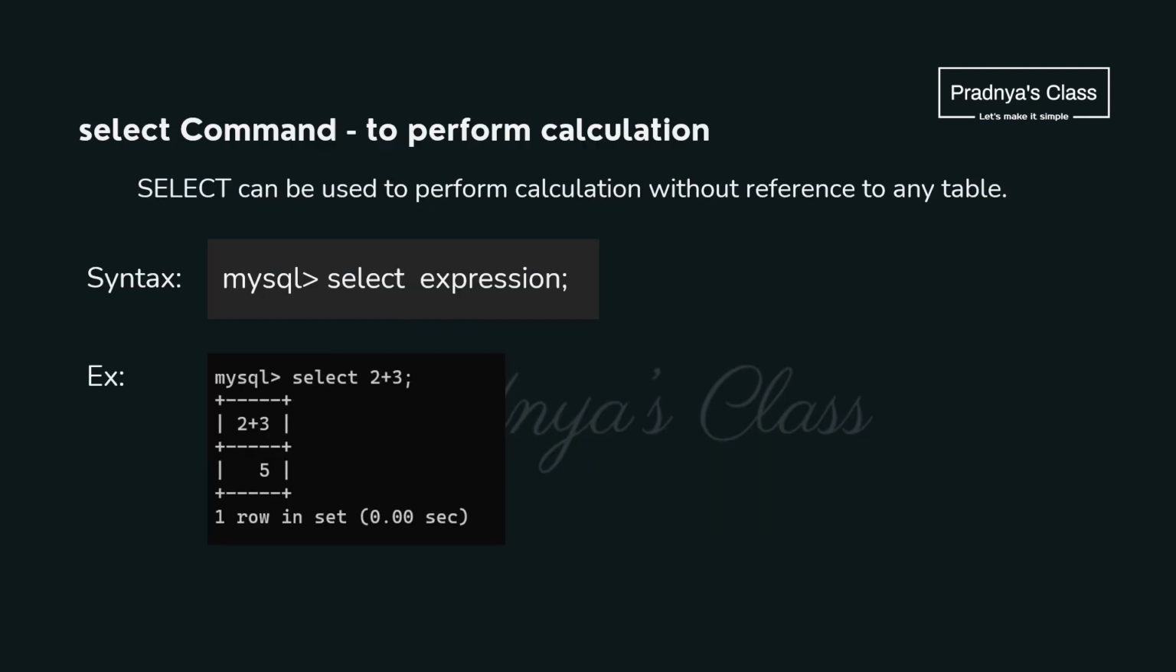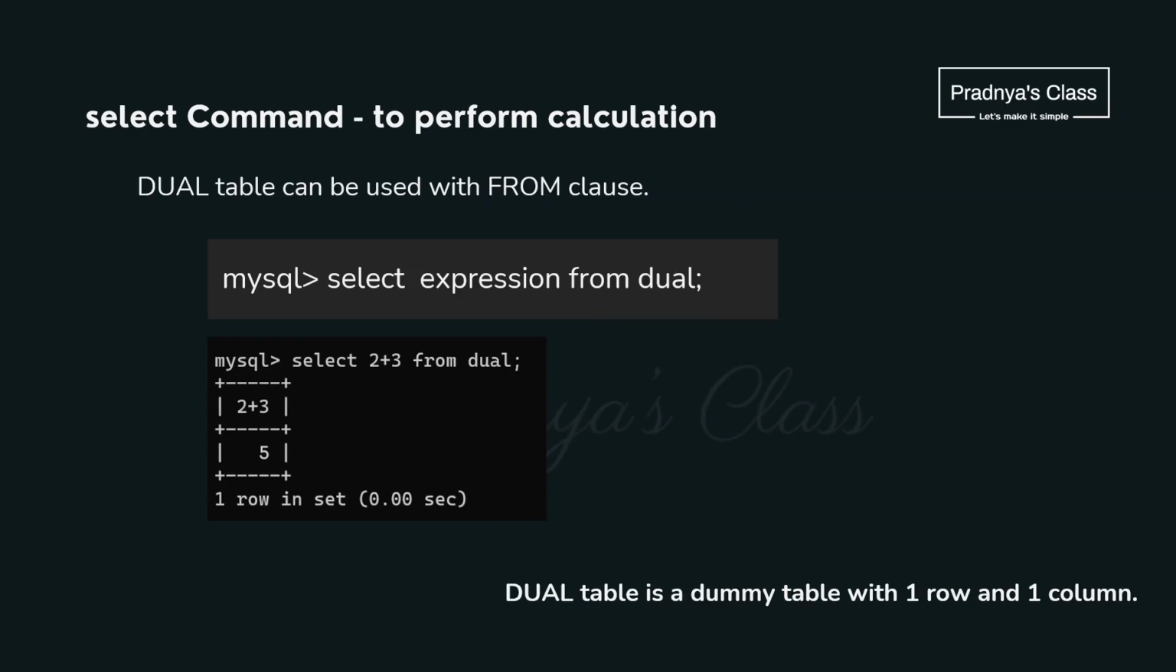This SELECT command is very powerful and used in different ways. Even if you want to perform some calculation without the use of a table, you can do it. Look at this example: SELECT 2 + 3. We got the answer as 5. Here we did not use any table. But still, if you want to use a table, you can make use of the DUAL table.